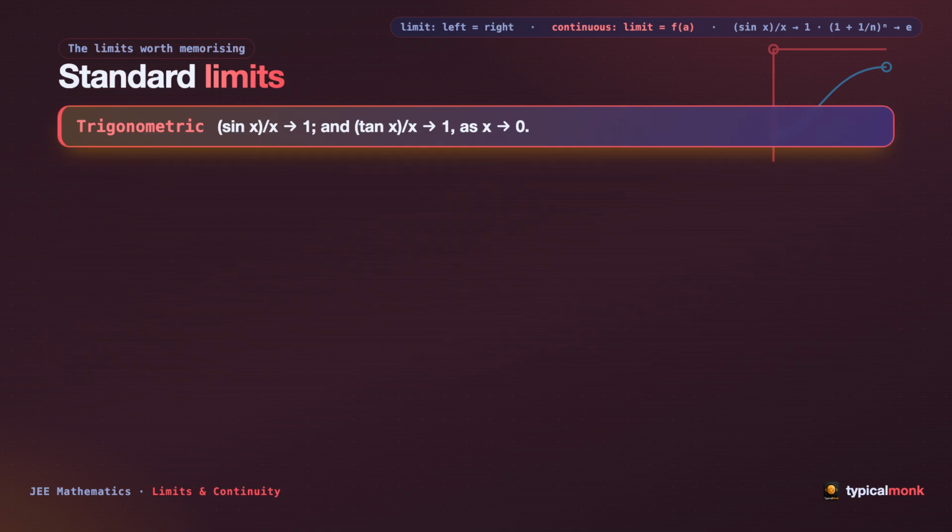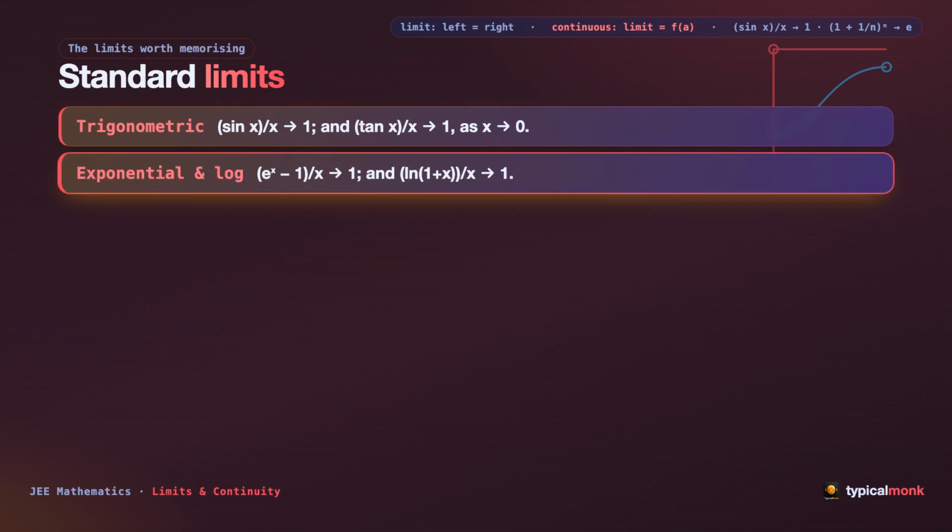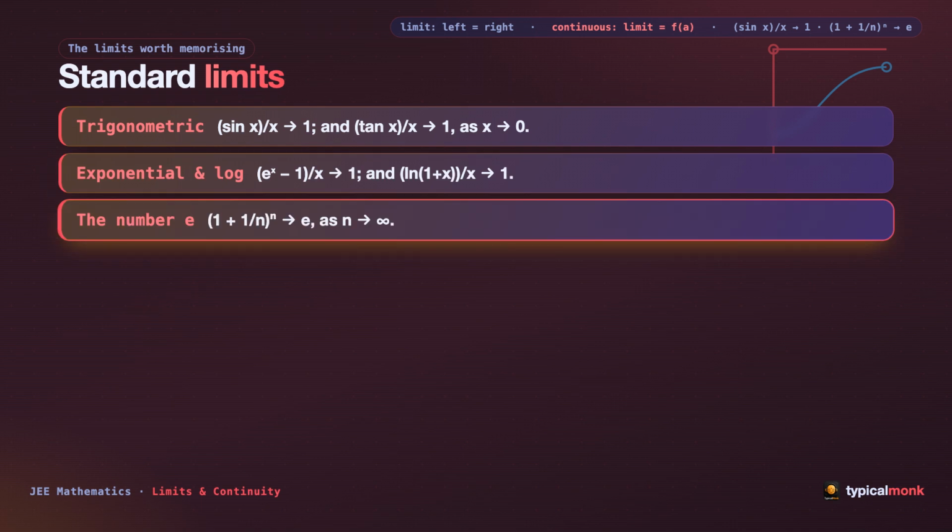Now, the standard limits worth memorizing. Trigonometric. Sine x over x tends to 1 and tangent x over x tends to 1 as x tends to 0. Exponential and log. E to the x minus 1 over x tends to 1 and the natural log of 1 plus x over x tends to 1. The number e. 1 plus 1 over n, all raised to the n, tends to e as n tends to infinity.